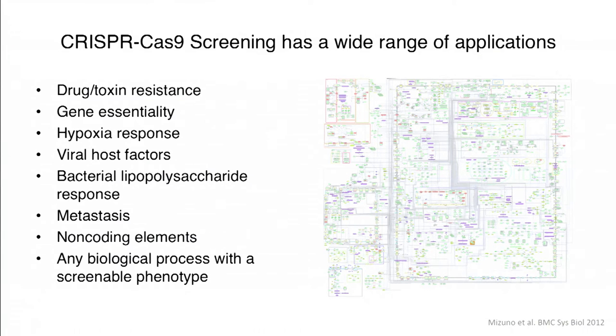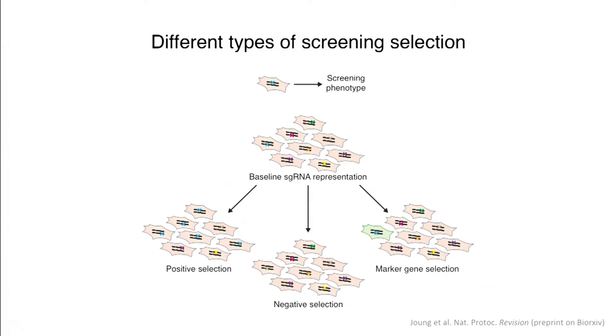So what does this mean? So there are three different types of screening. The first is a positive selection, then negative selection, and marker gene selection. What this means is that when we introduce a pool of different mutations into a population of cells, if the one in blue confers the screening phenotype, in a positive selection screen, any cell with the change in blue will grow faster. And so as a result, at the end of the screen, the cells with the screening phenotype will be more enriched. And this is a positive selection screen.